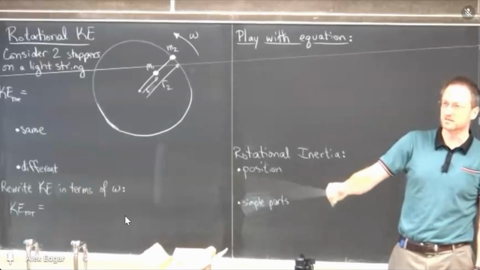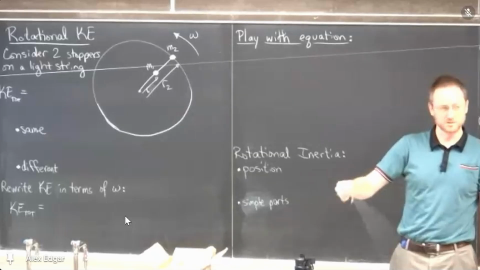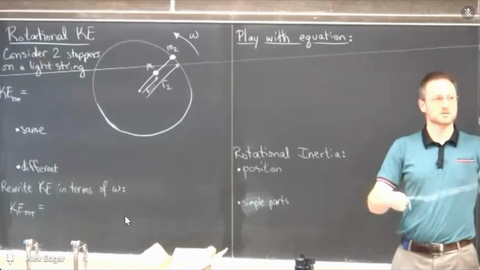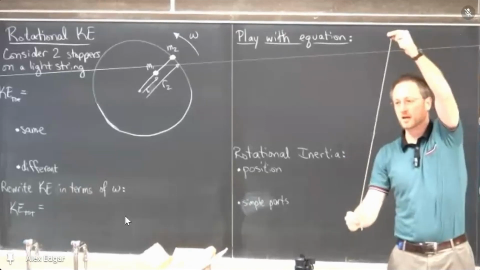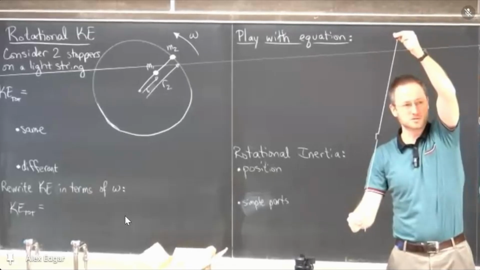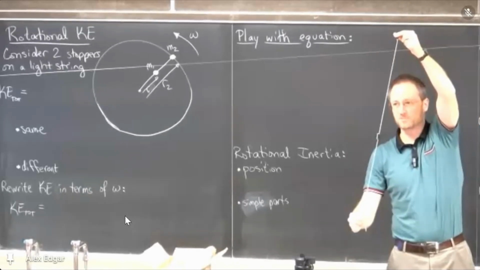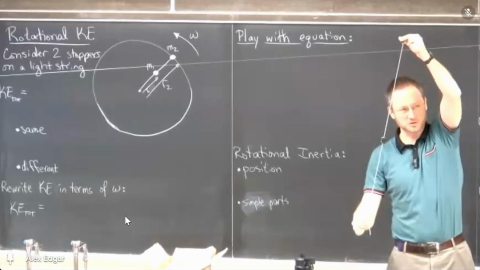Same velocity, sort of. All right, so when they're right here, they're both along this line, and then they spin up to here, and who went farther? The outside one went farther, but who's spinning faster? The middle one's spinning faster.